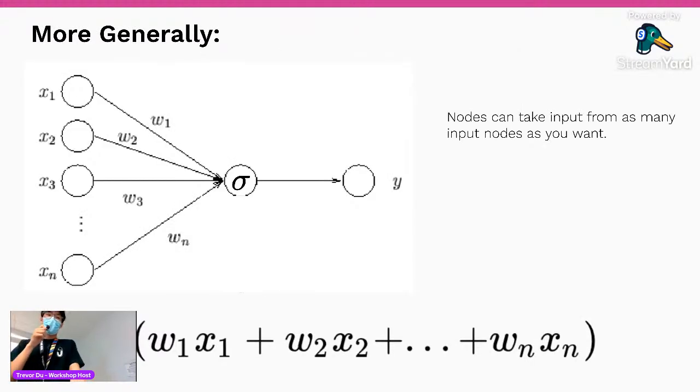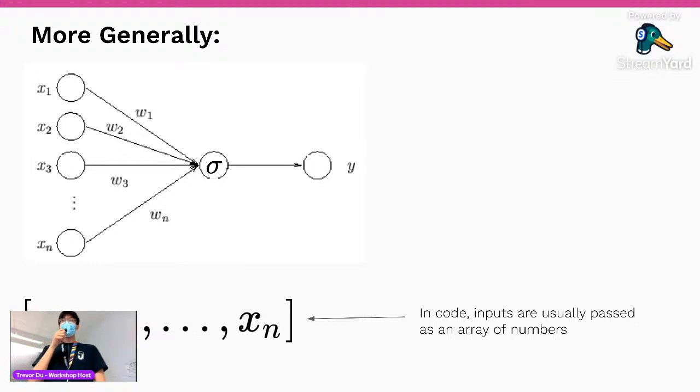More generally, a single layer perceptron, or just a perceptron, can have more than 2 inputs. They can have, let's say, n inputs. And they all go to the activation function: all the inputs get multiplied by their weight, and then they get added up, and then the activation function gets applied, and it gets passed to y. And in code, we usually pass it to the neural network in the form of an array of inputs. Everyone okay so far?